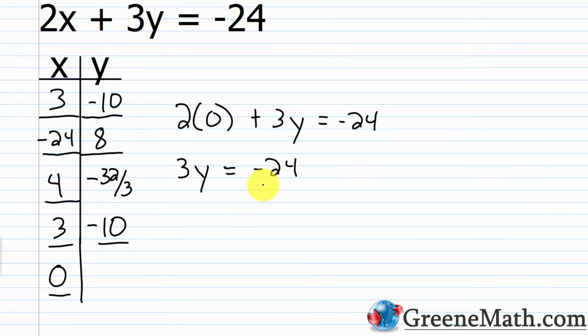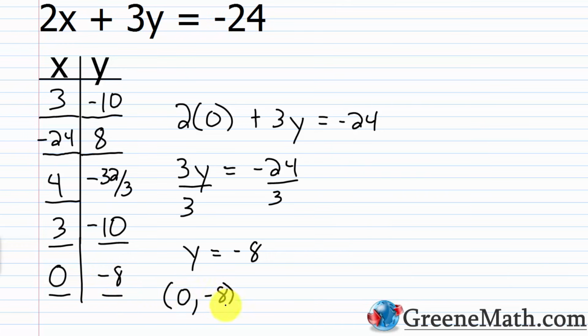And this is just a linear equation in one variable. We know how to solve this already. We're just trying to isolate y at this point. So I divide both sides of the equation by 3, and I get y equals -8. Right? So if x is 0, y is -8. Right? This is the ordered pair, 0, -8, and it's a solution to this equation, 2x plus 3y equals -24.